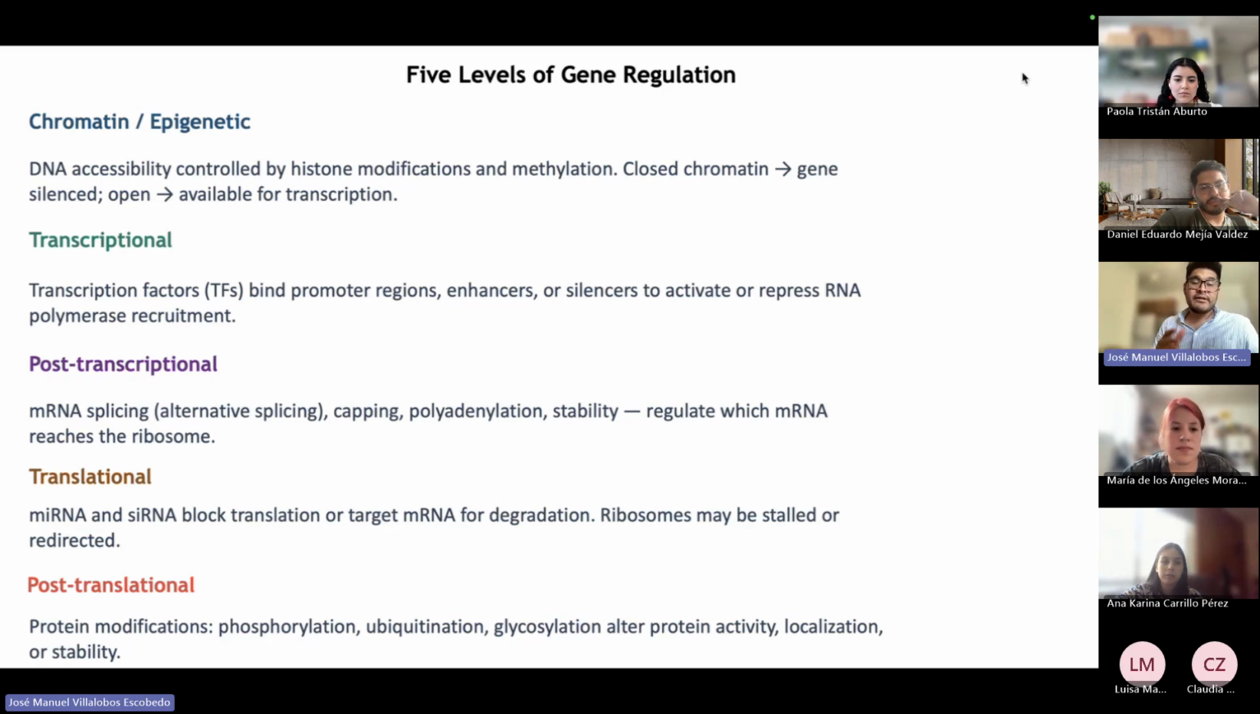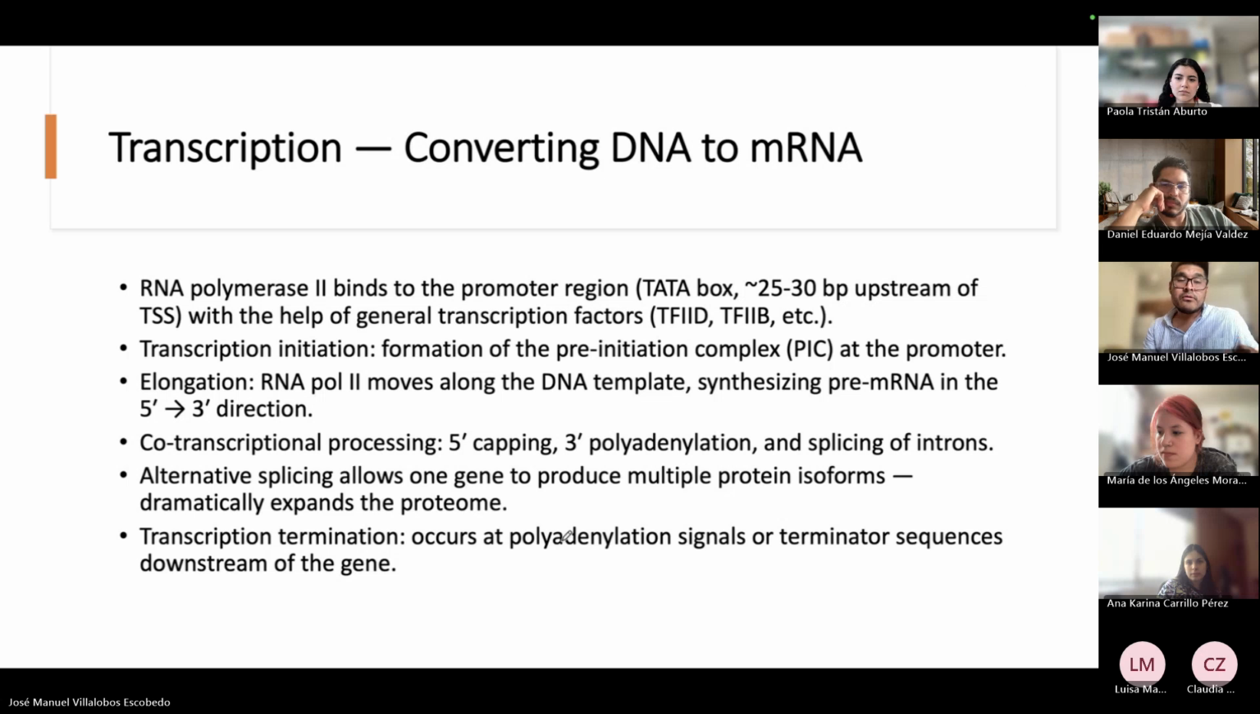Translational processes use microRNAs that also block the ribosome, and post-translational processes involve some modification of the protein. So all of these changes are reflected in our results in the network. What kind of processes are happening?